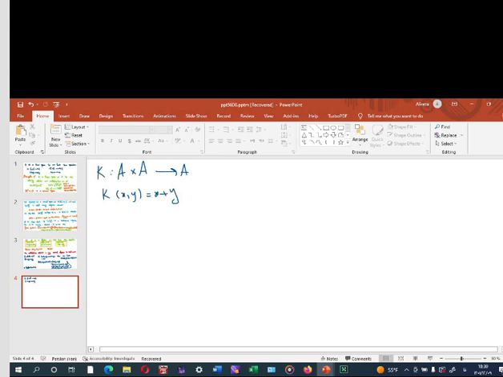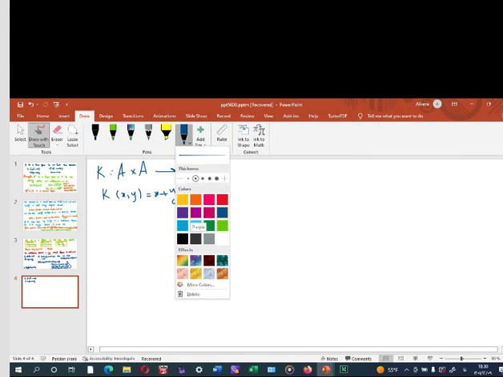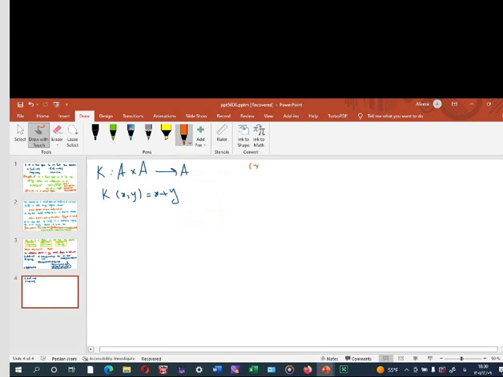if xn and yn tend to x and y, then the norm of k of xn and yn minus k of x and y equals the norm of xn plus yn minus x plus y, and this is equal to the norm of xn minus x plus yn minus y. Now you can use only the triangle inequality. This is less than or equal to this norm plus this norm.